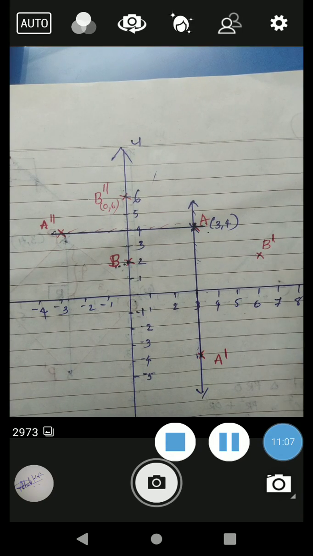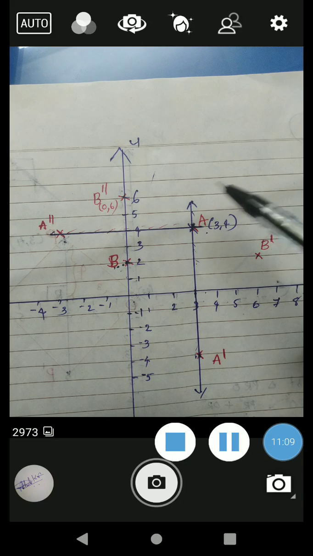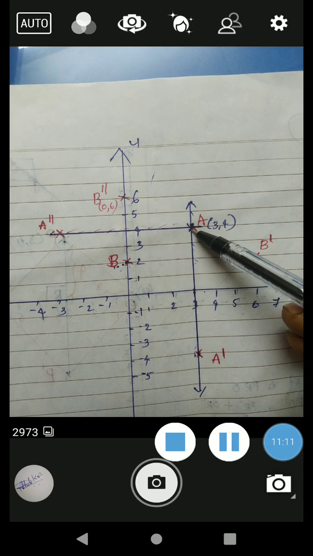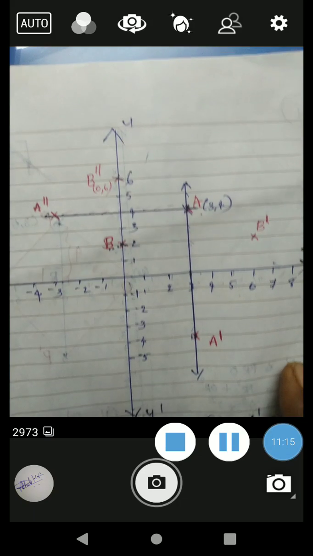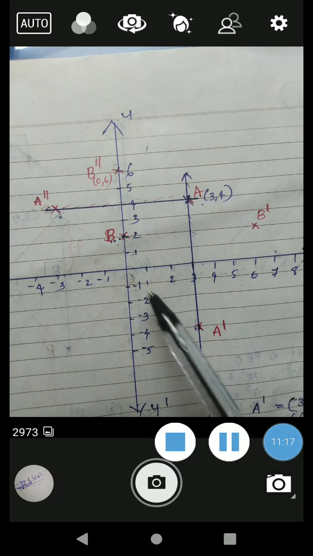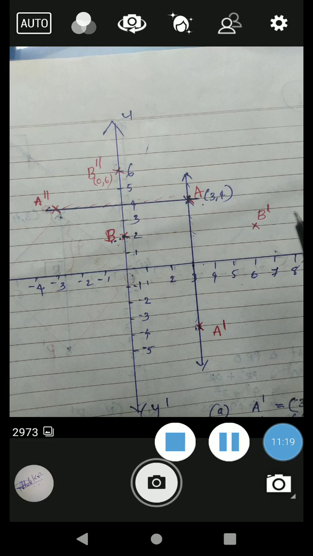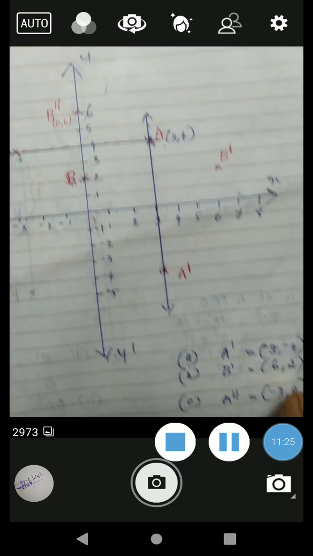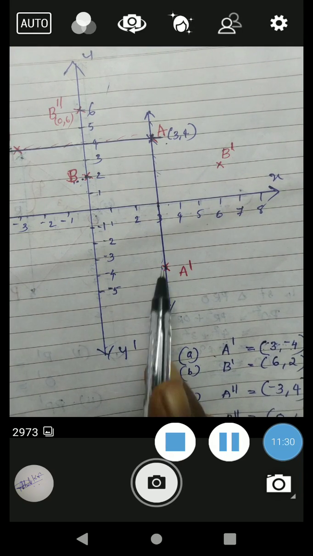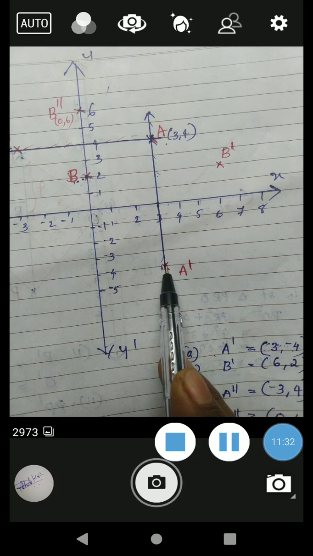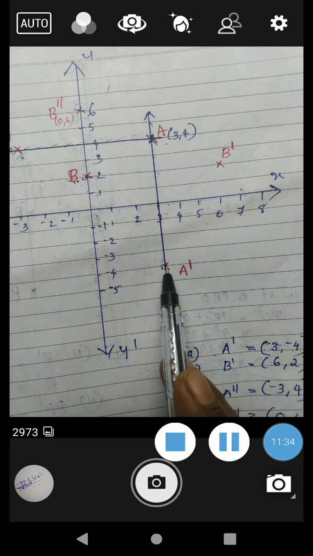Now question number 8. Points A and B have coordinates A (3, 4) and B (0, 2). You can plot the points here, draw the graph and plot these 2 points. A dash is the image of A under reflection in the x-axis. So we can write A dash, that is (3, -4). Okay, so mark here. And B dash is the image of B under reflection in the line AA dash.